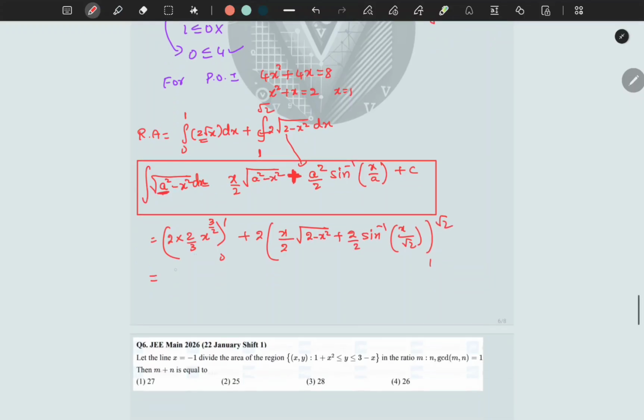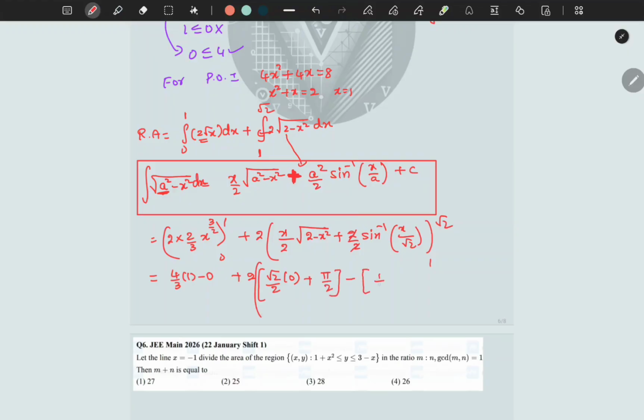So if I simplify this, I'll be getting 2 into 2 by 3 is 4 by 3 times 1 minus 0 plus, right? Now what should we get? Replace x with root 2 here. We will be getting root 2 by 2 into 0 plus sine inverse of root 2 by root 2, which is sine inverse 1, which is pi by 2, right?